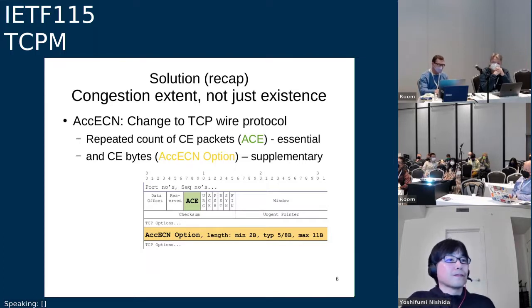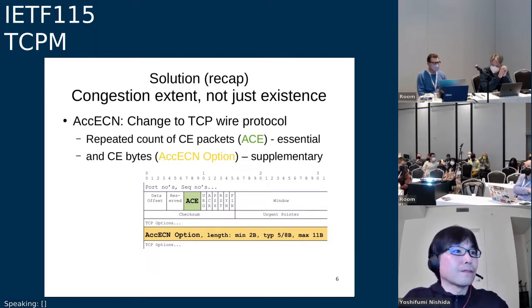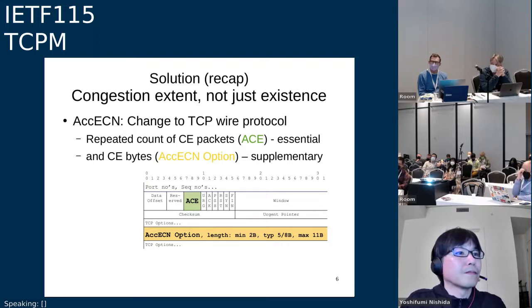So we overloaded them and made them into a 3-bit counter, and that would be essential and always used. And then there was an optional TCP option that you could also add for extra precision with 24-bit counters for the bytes. The ACE field counted just packets, and the option counts bytes fed back.